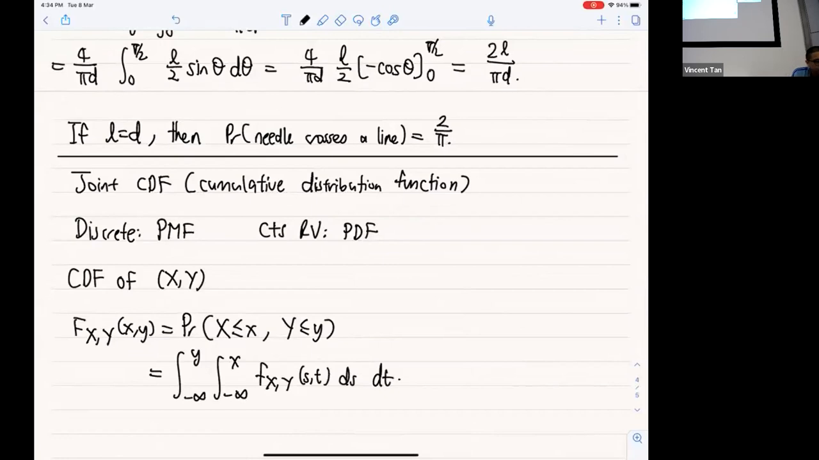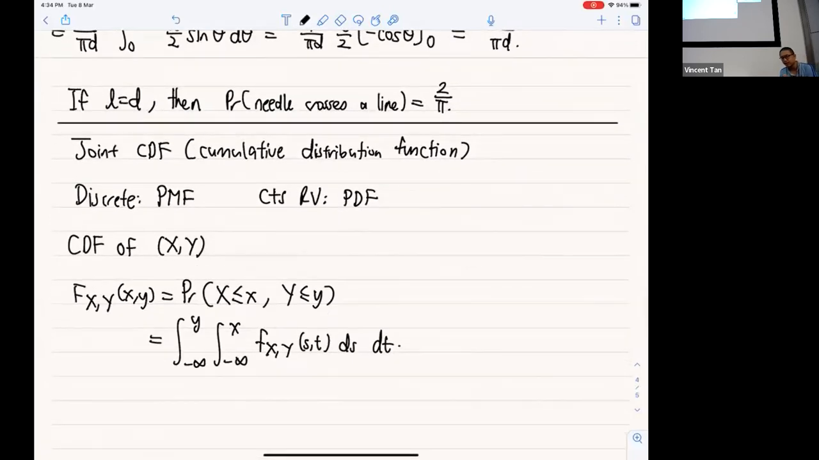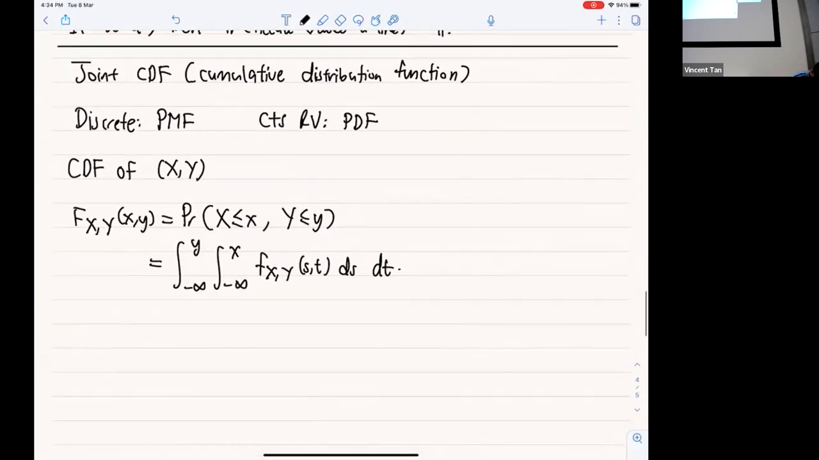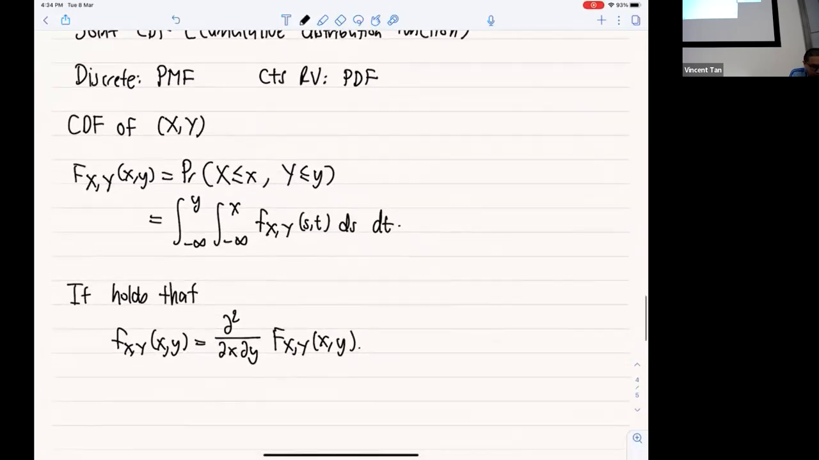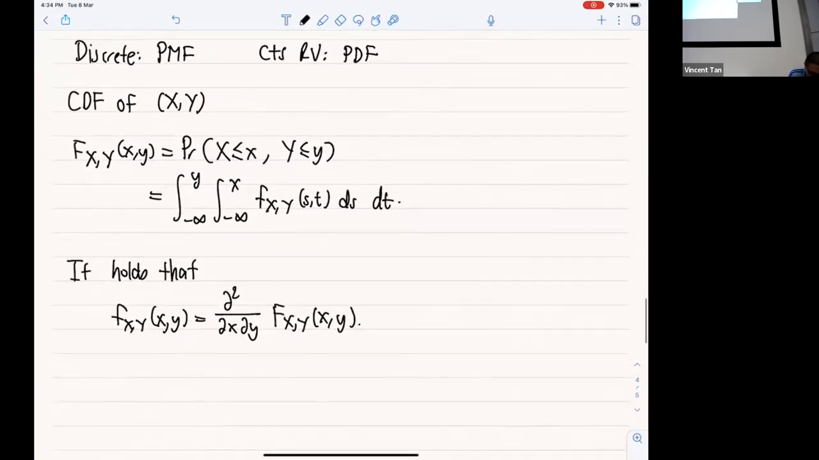Okay, so you remember for the univariate case, univariate means one variable, bivariate means two variables, okay? For the univariate case, you can recover the PDF from the CDF by differentiation. Here you can get the same thing. You can recover the PDF from the CDF also by differentiation. So it holds, that means it's true, we can prove this, but I'm not going to do it. It holds that the PDF f_XY can be recovered from the CDF through partial differentiation: d squared by dx dy of the CDF. So this is a direct analog of the case of univariate random variables. Here now we're dealing with bivariate.